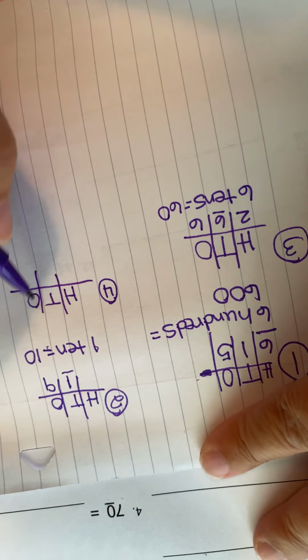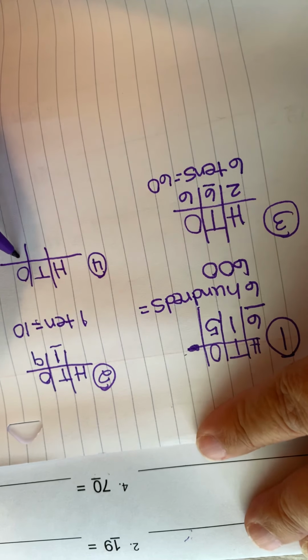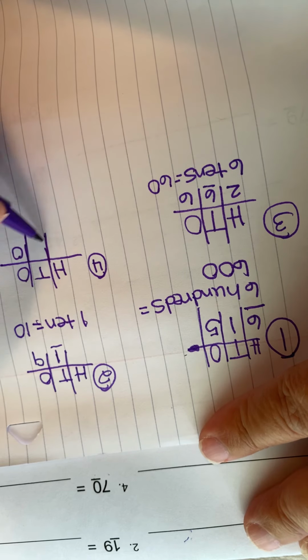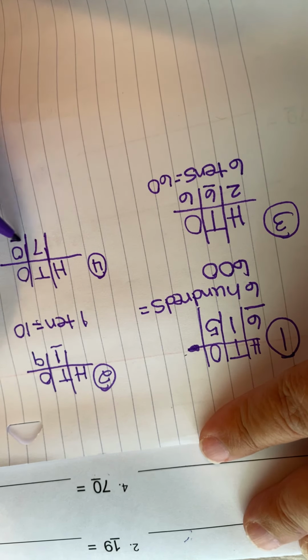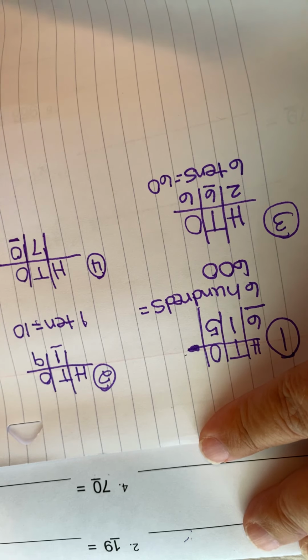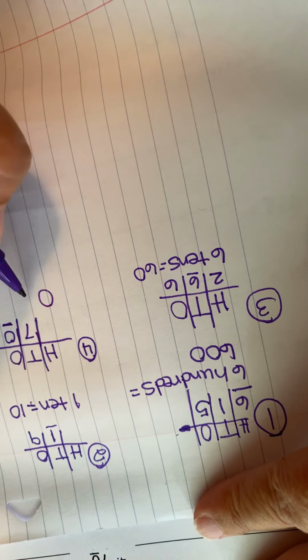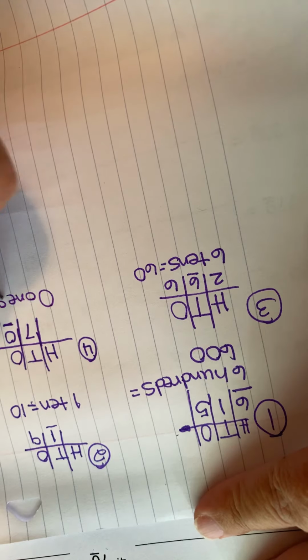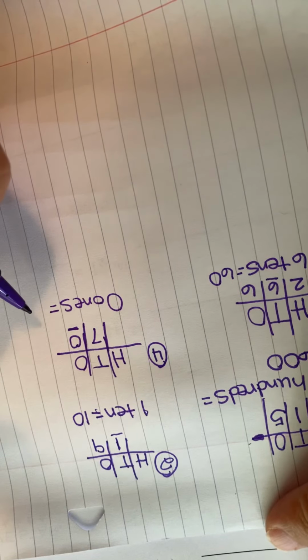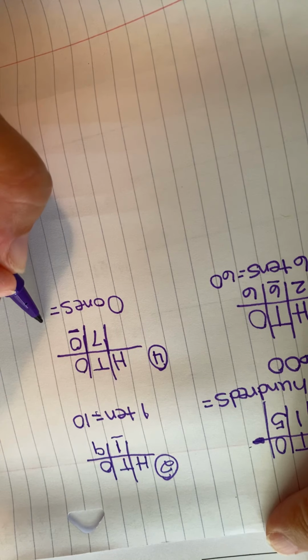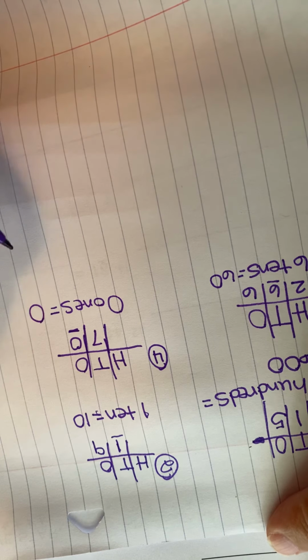I'm going to fill in my ones place first, so I put my 0 in, and then I put my 7 in, and my 0 is my underlined digit there, and so I have 0 ones. And if I don't have any ones at all, then I can't really count by anything because I don't have anything there to count. So 0 ones is equal to 0.